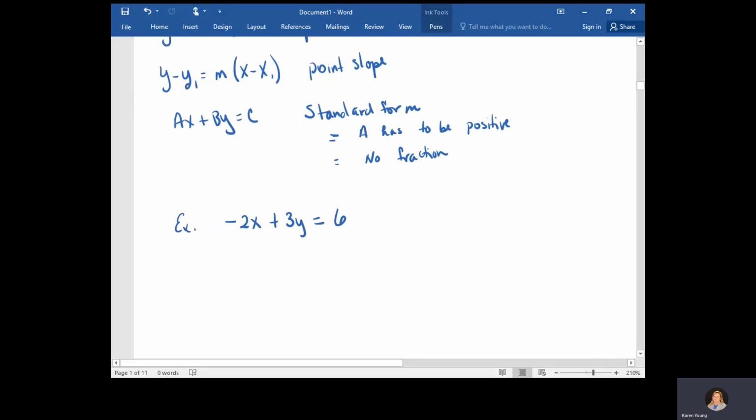So they've given me an equation. It's not in standard form because a is negative, but it's negative 2x plus 3y equals 6. And they want me to find the slope and the y-intercept. So I'm looking for the slope and the y-intercept. So the first thing I want to do is put it in slope-intercept form.